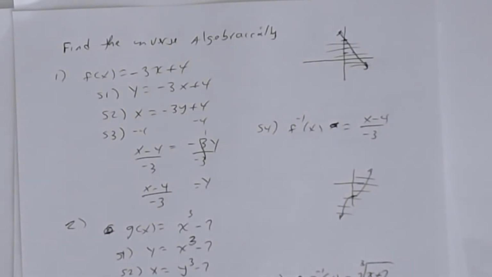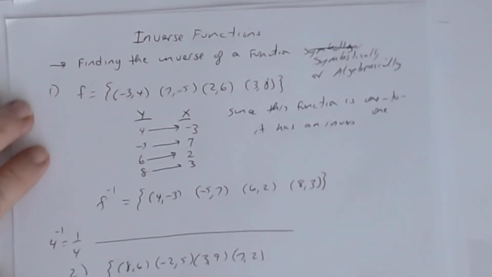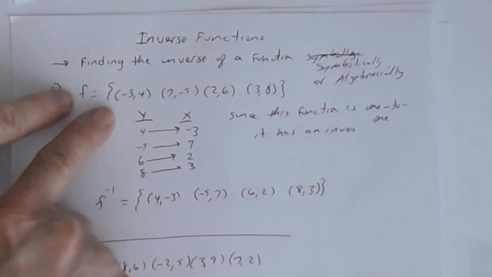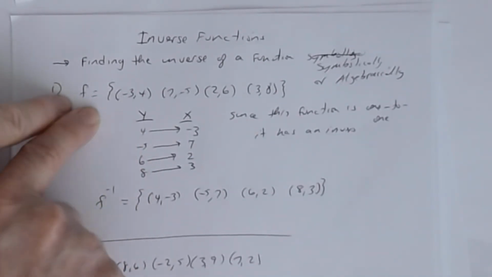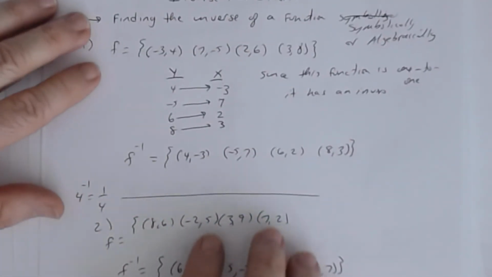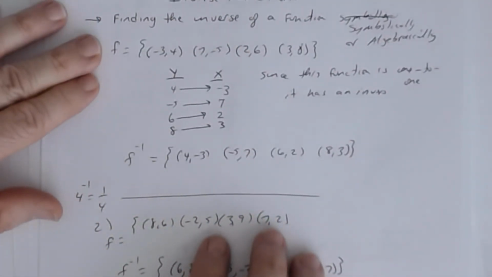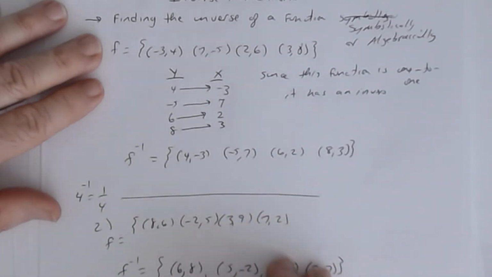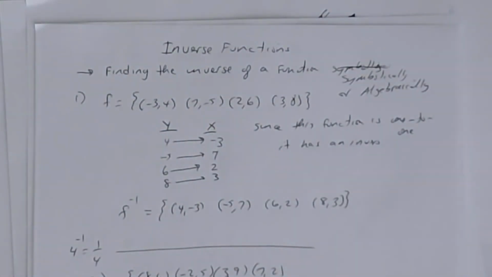I'm sorry. Don't forget, we also had where you're given a function that's written in finite set form. It is 1-to-1, and you have to find its inverse. Okay? So that is the end of this part.